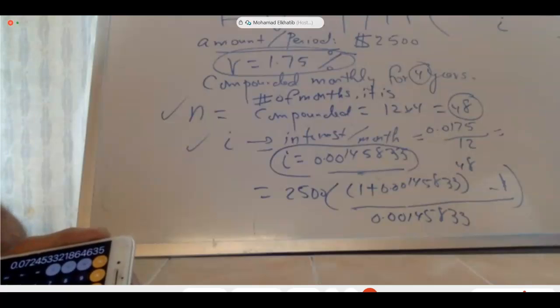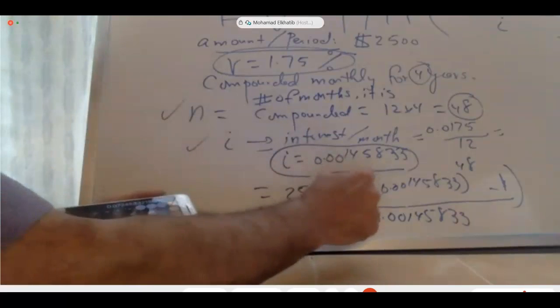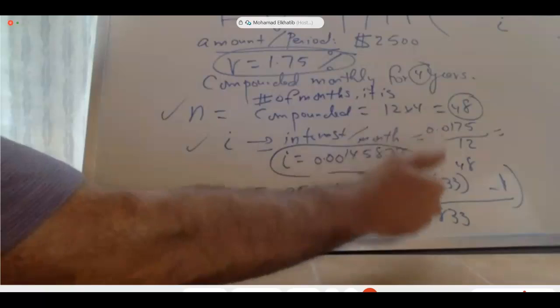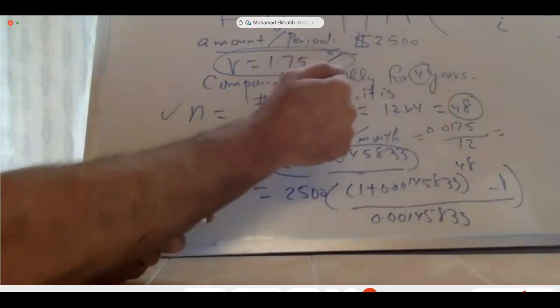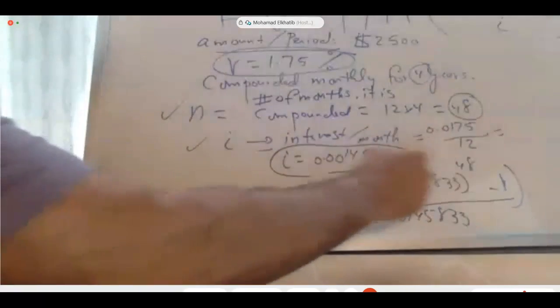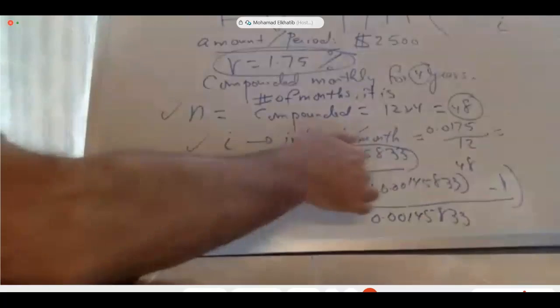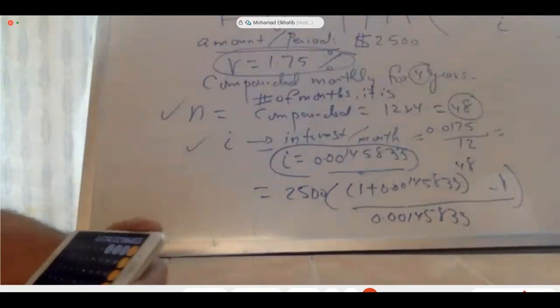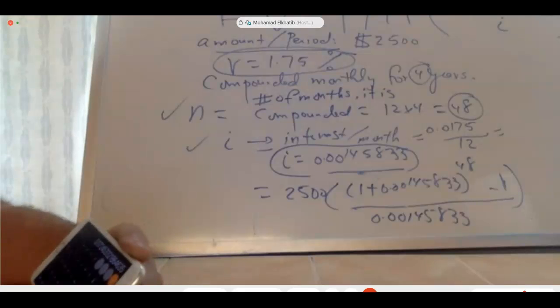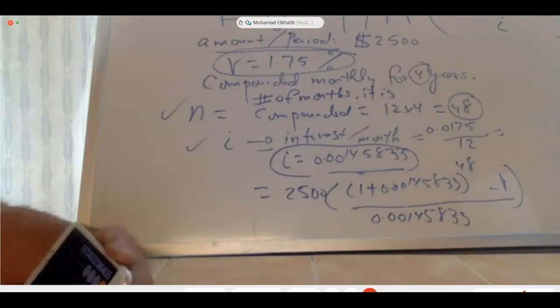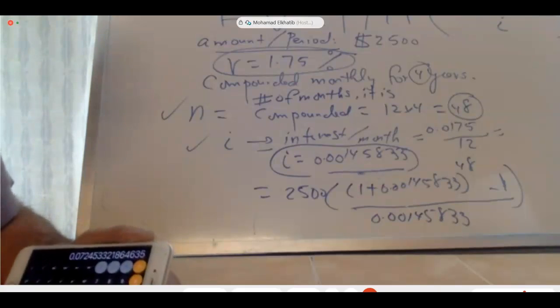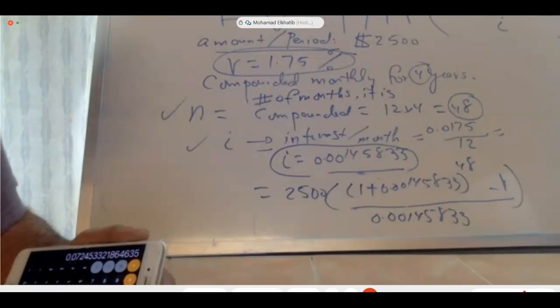Are we good? So what did I do? I did 1 plus this, got the answer, raised it to power 48. Then what? Then I took away 1. So I finished all the numerator. So if you are on this stage where you got 0.07245, you're in business. Is everybody on 0.07245? Yes or no?